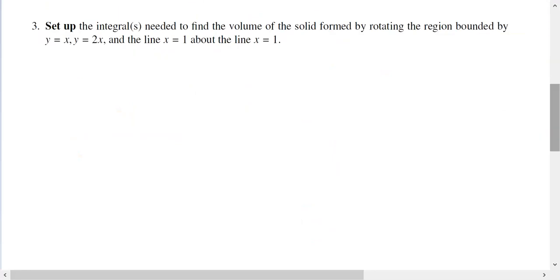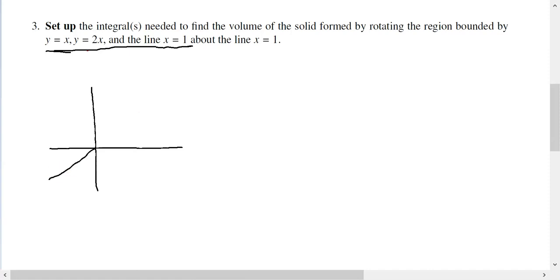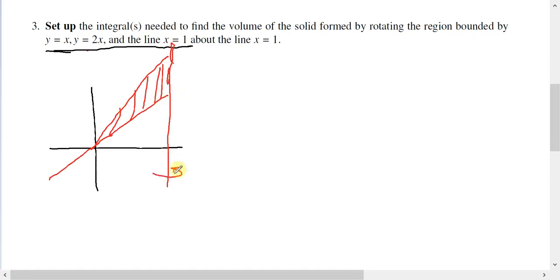Number 3, again, we're going to set up the integral needed. Find the volume of the solid. This time the region is formed by these three curves: y equals x, y equals 2x, and x equals 1. So let's draw that. So I've got y equals x. y equals 2x is just steeper. And then they both run into x equals 1 out here somewhere. So it's a triangular region, this triangular region here. And I'm sending it around x equals 1.